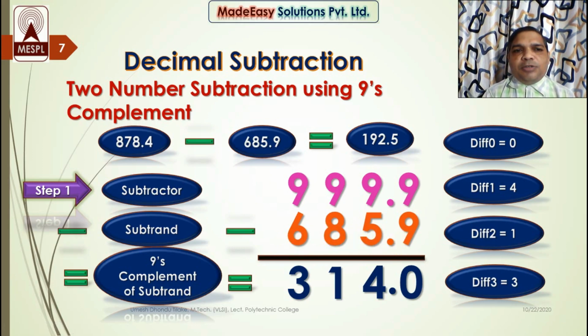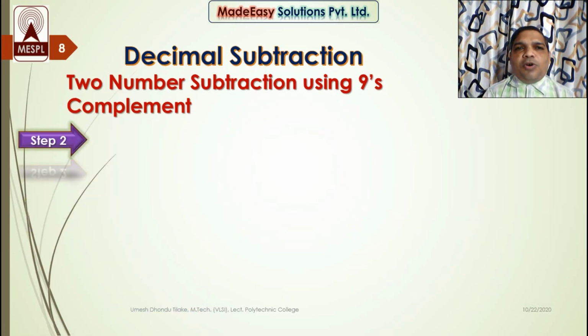And now let's move towards our step 2. Our step 2 is what? Add the 9's complement of a subtrahend we got in step 1 with the subtractor.